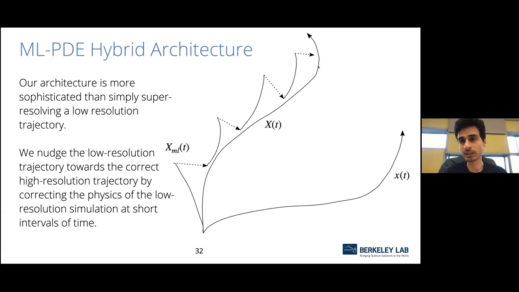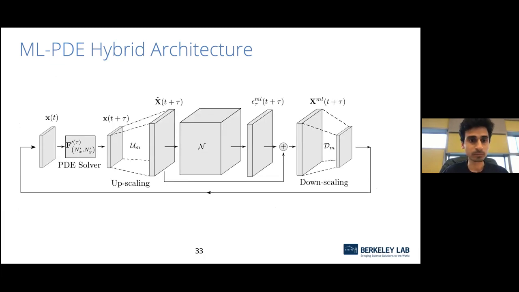So capital X of t is a trajectory, the ground truth of the high resolution trajectory, and small x of t is what the trajectory would have looked like if you had not applied any machine learning corrections. But if you do apply machine learning corrections, then you're simply nudging the trajectory closer to the high resolution trajectory by applying these corrections at short intervals of time tau.